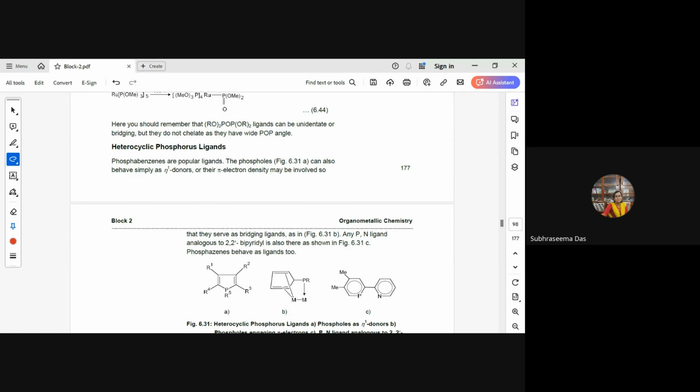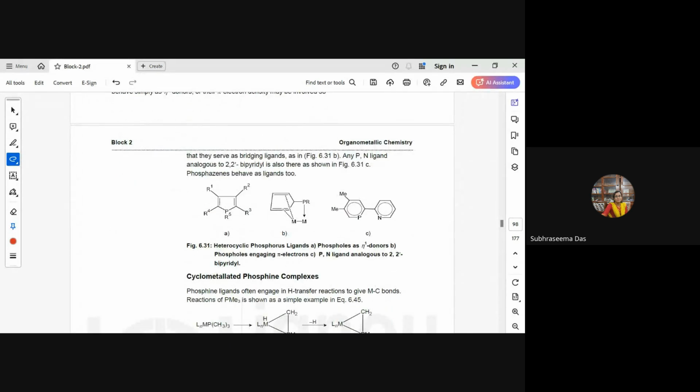The phospholes, represented in figure 6.31a, simply behave as eta-1 donors, or their pi electron density is involved, and they mostly serve as bridging ligands. These heterocyclic phosphorus ligands have been represented here in 6.31a, b, c.